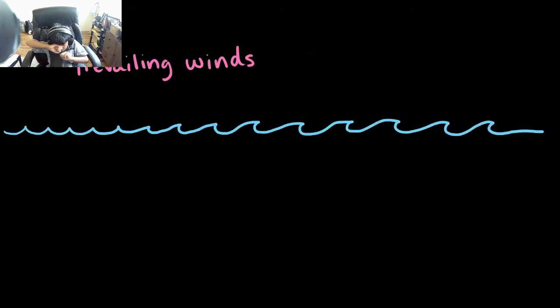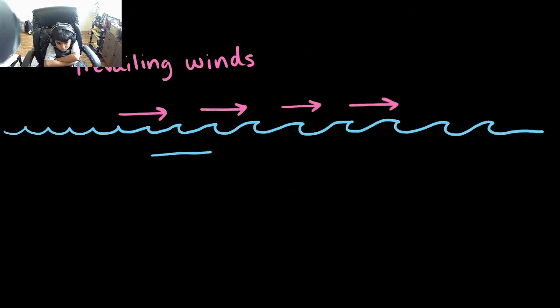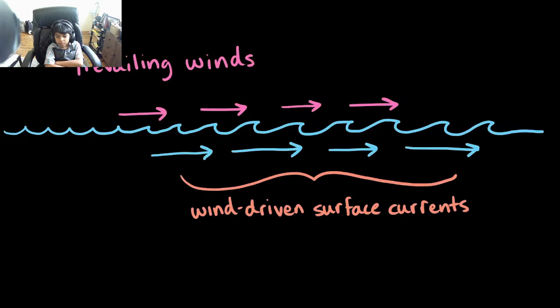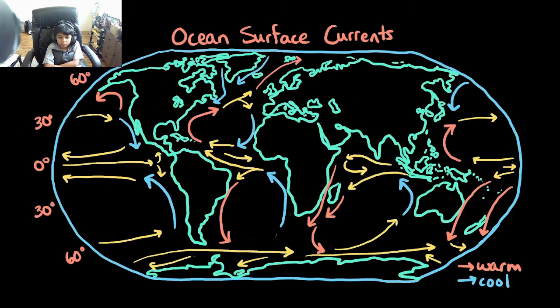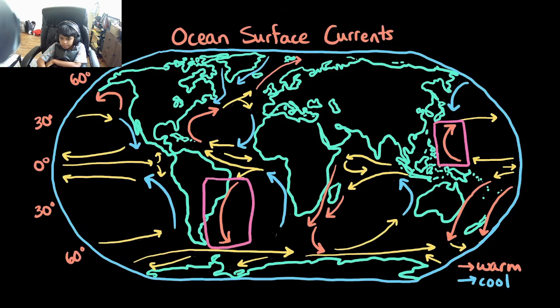As these prevailing winds blow across the surface of the land and water, they also push against the surface of the ocean and produce wind-driven surface currents, which help to move ocean water. Here's what the global pattern of ocean surface currents looks like. Like wind currents, ocean surface currents are also curved due to the Coriolis effect. We can see that in these currents that are traveling north and south, which curve to the right in the northern hemisphere and to the left in the southern hemisphere.